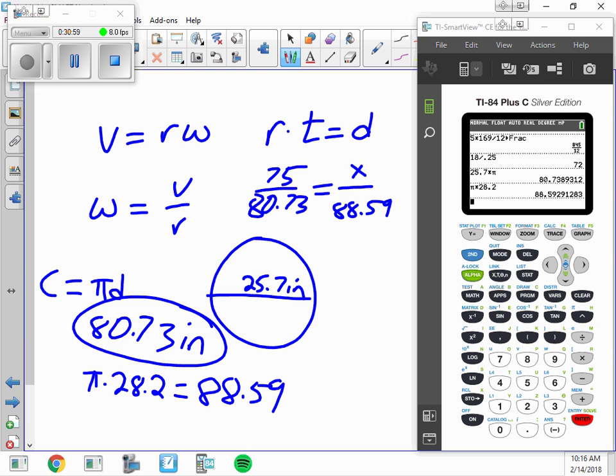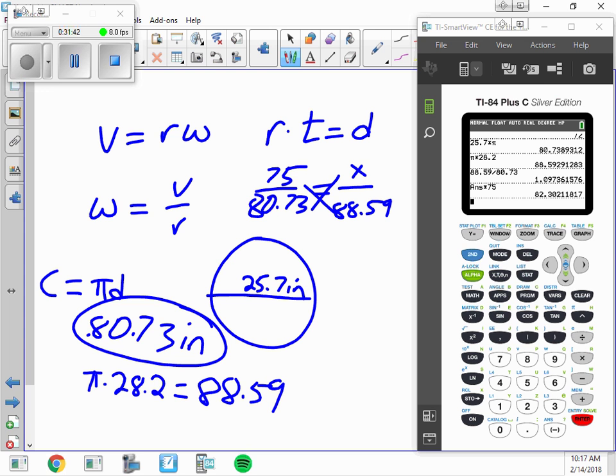Okay? Or you could simply say, well, how much bigger are these? You could do 88.59 divided by 80.73. What does 1.097 mean? They're 9.7% bigger. So all I have to do is take 75 and multiply it by this. The truck would actually be going 82 miles an hour. That's what you get when you do this. You get exactly the same thing.